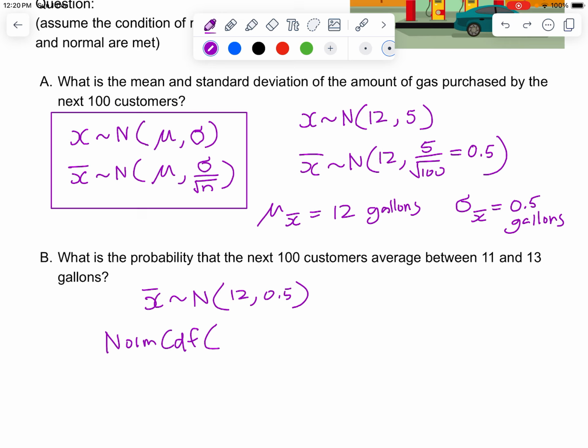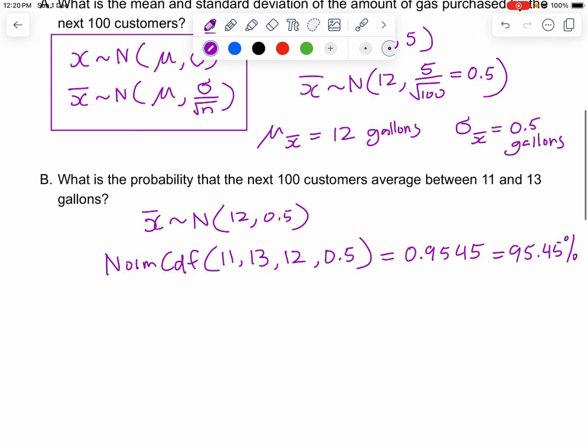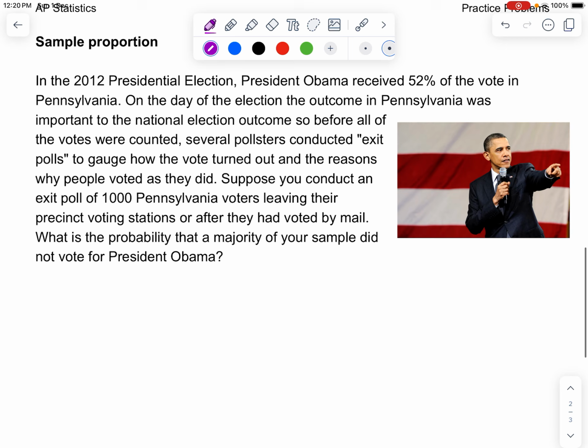Okay, it says between 11 and 13, so that means 11 is my lower bound and 13 is my upper bound. And the mean, I just copy it from here, as well as the standard deviation. If we put that in the calculator, I would get around 0.9545, which is basically 95.45%. So what it means is the probability that the next 100 customers average a purchase between 11 and 13 gallons is around 95.45%, which is very likely. So now let's move on to sample proportion.